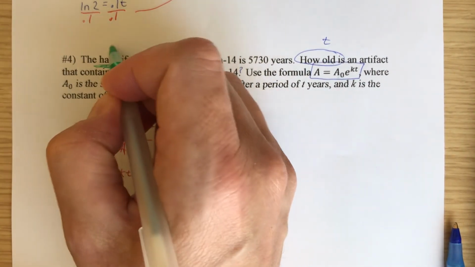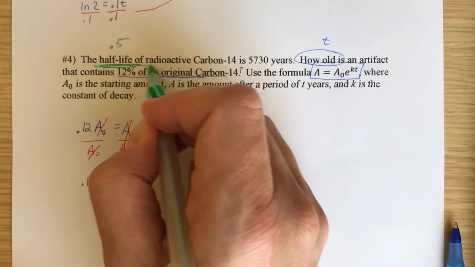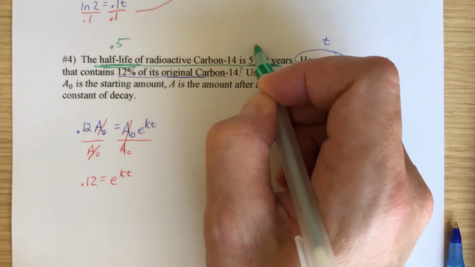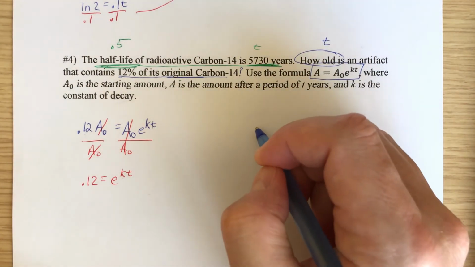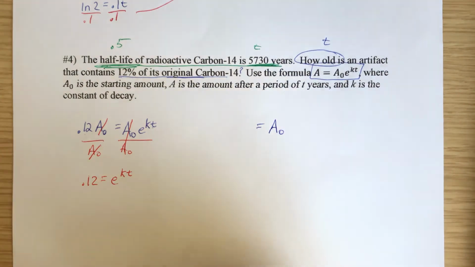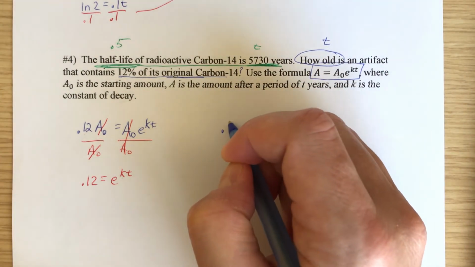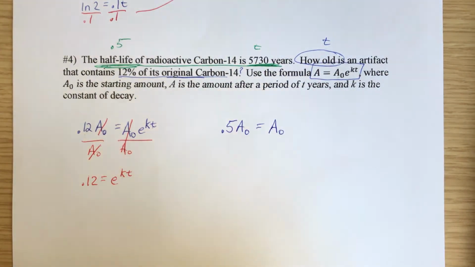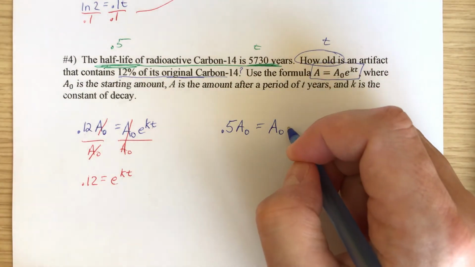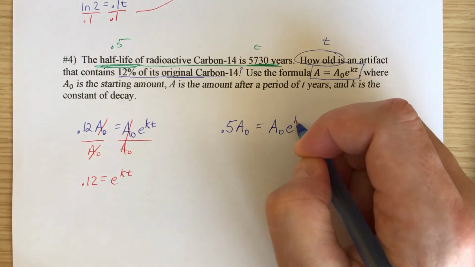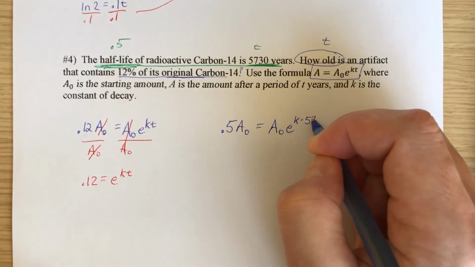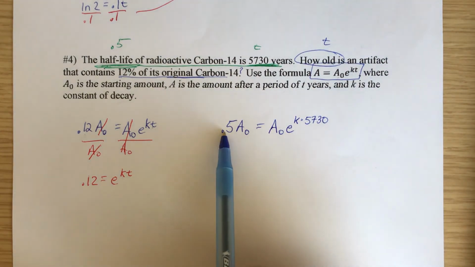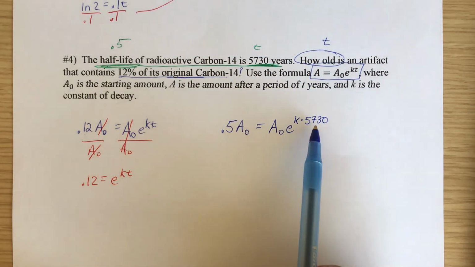the half-life, which is 50%, is 5,730 years. So they give us a scenario where we don't know how much we start with, remember, but we do know that we will end up with half of that, that is the half-life, E raised to the constant of decay, but now we know the time. In this situation, we know exactly half of the carbon will be left after 5,730 years.